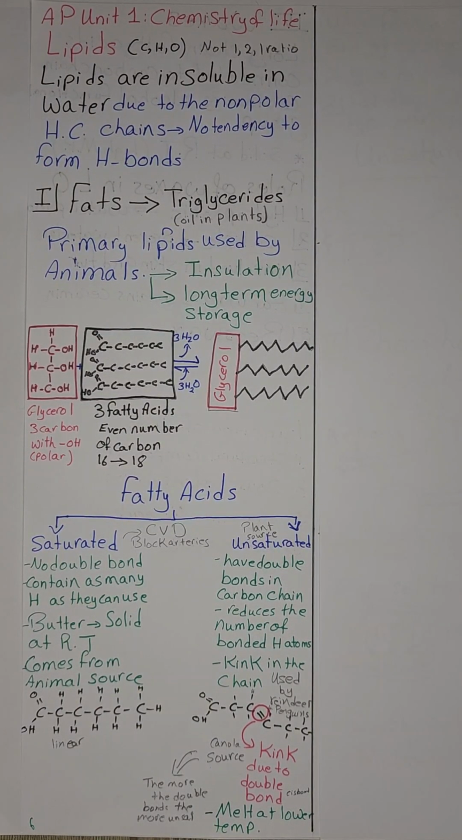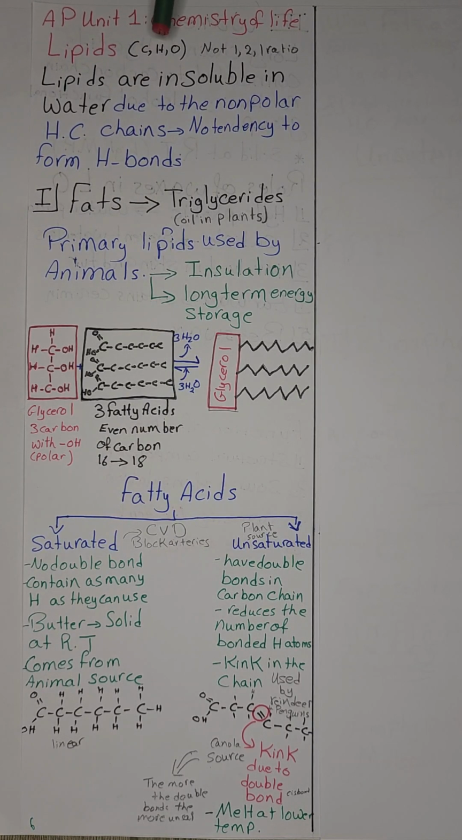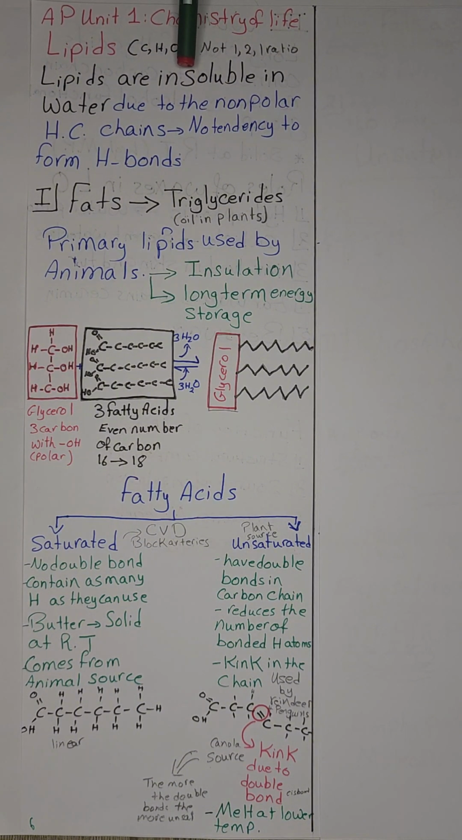In this video, we are going to discuss lipids under AP Unit 1, Chemistry of Life. Lipids are made up of the elements carbon, hydrogen, and oxygen. They are insoluble in water. This is due to the fact that they have non-polar long chains of hydrocarbons. These long chains of hydrocarbons do not have the tendency to form hydrogen bonds.